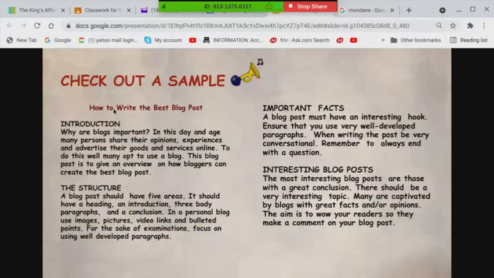So here's the catchy title here, how to write the best blog post. Then we have the introduction. Why are blogs important? In this day and age, many persons share their opinions, experiences, and advertise their goods and services online. To do this well, many opt to use a blog. This blog post is to give an overview on how bloggers can create the best blog post.